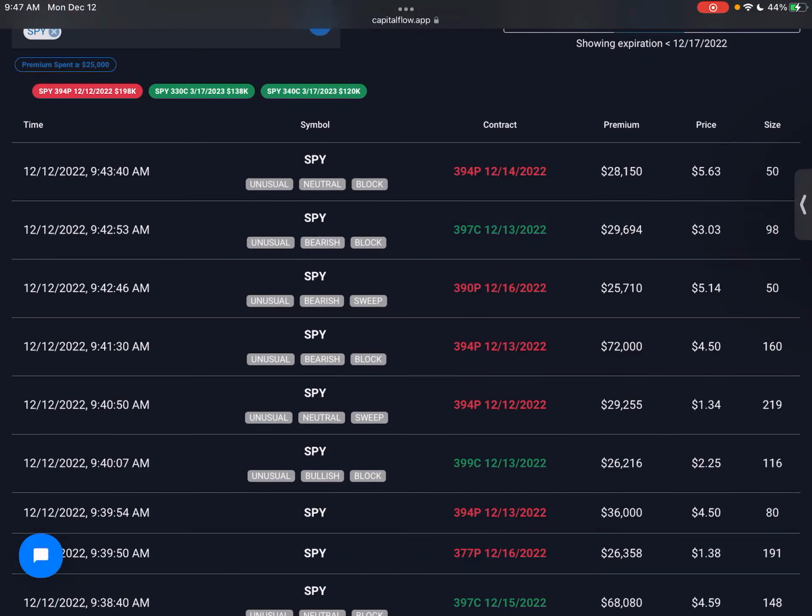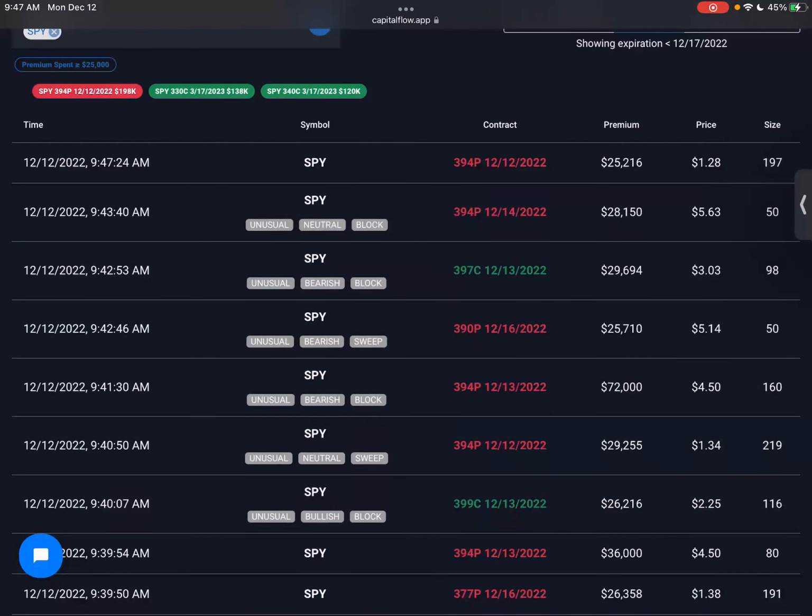Over there on the far left, you have the time column. That's going to tell you the date and the time that the order came through. Next to that, you have the symbol. For now, I already have it set to SPY, so everything is going to be SPY. Next to that, you have the contract. So you get the strike price and the expiration date of the option contract that was purchased by big money or somebody else in real time.